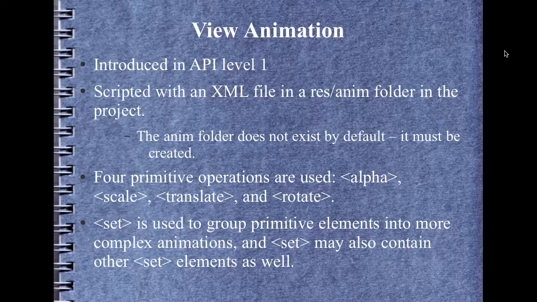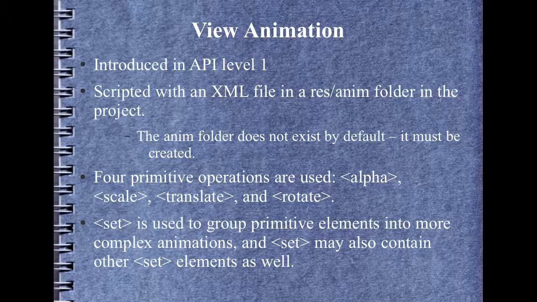Let's talk about view animation in particular. View animation is a scripted form of animation, and the script that I'm talking about is actually an XML file. And this XML file is a very simple file, and we'll take a look at one here in a moment. It sits in the resource/anim folder. Now, when you look at an Android project, you're going to find out that anim is short for animation, that anim folder does not exist. You have to create it yourself.